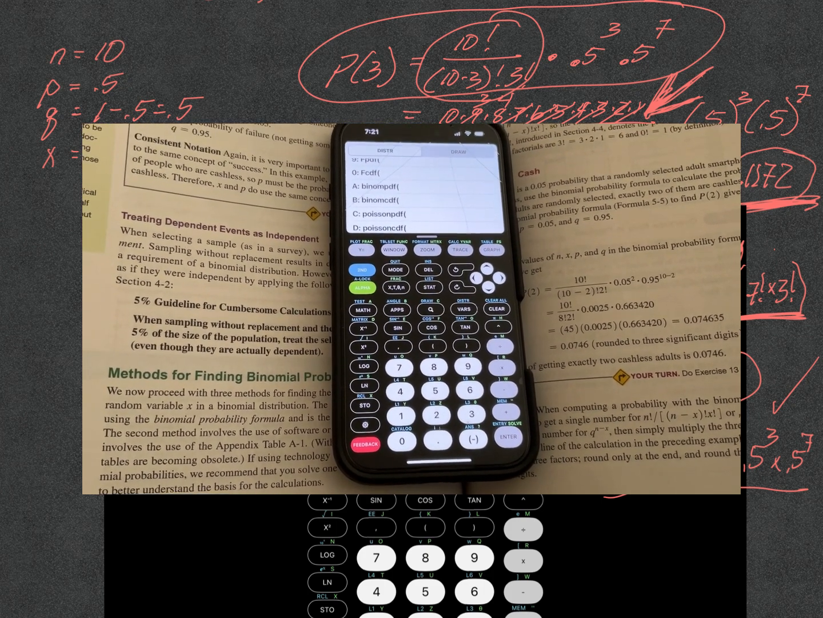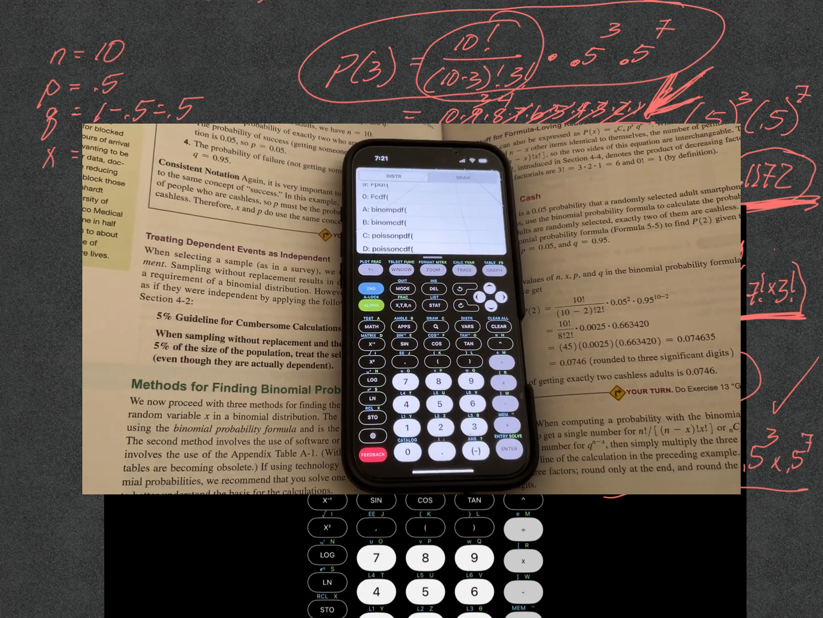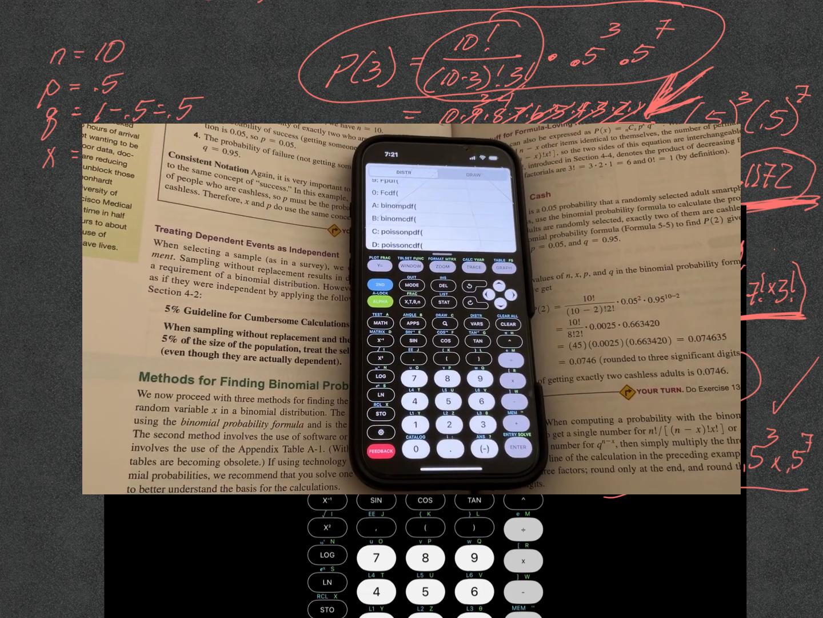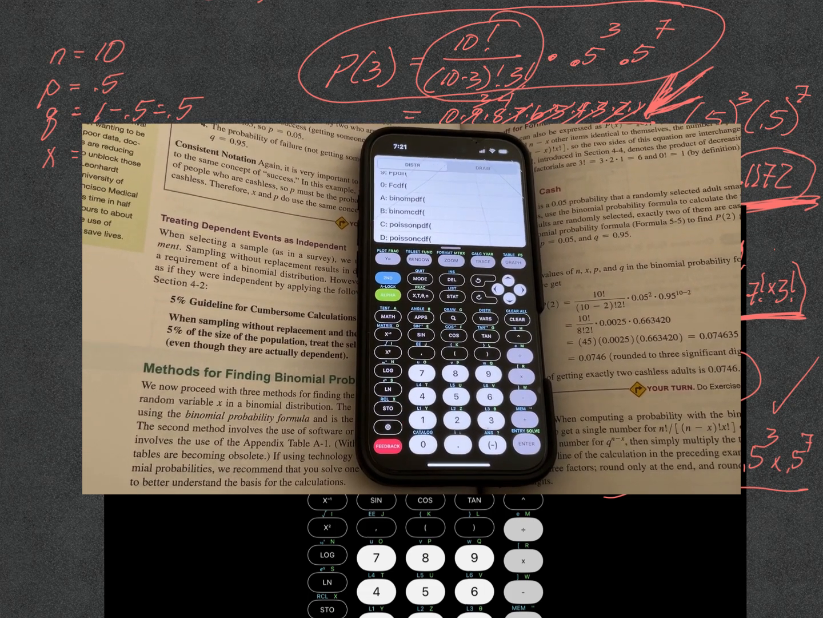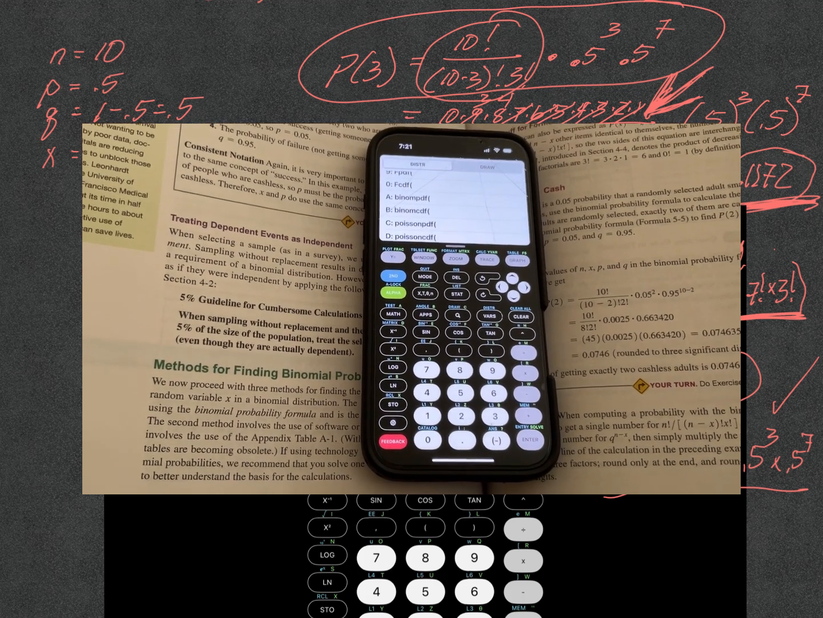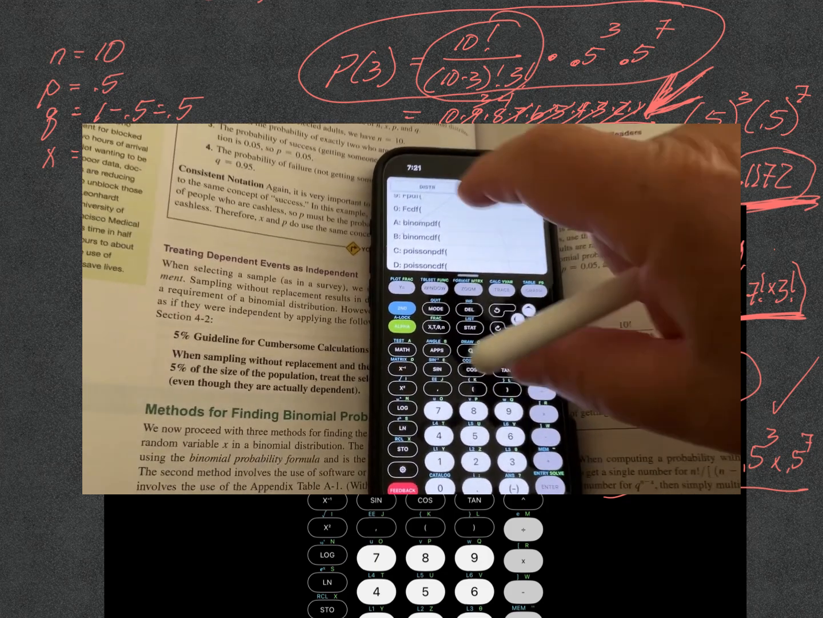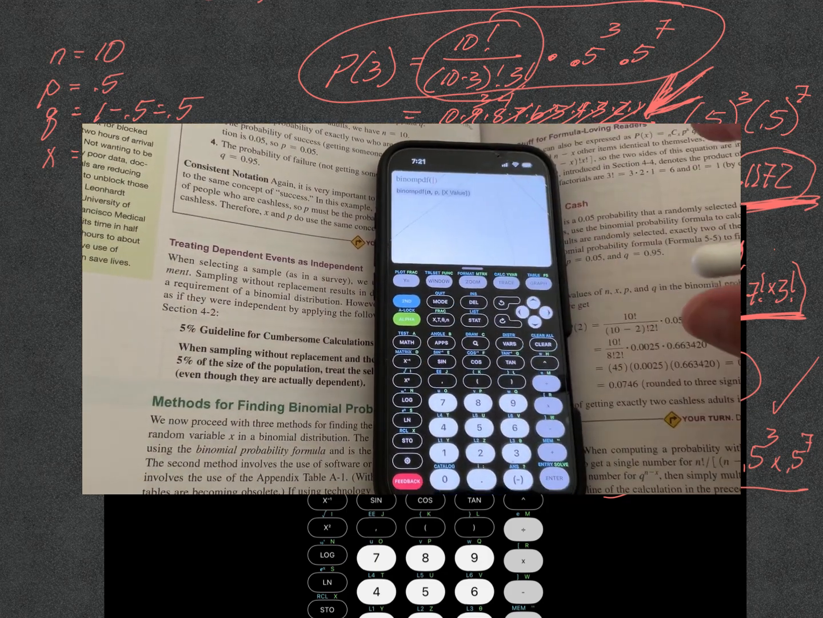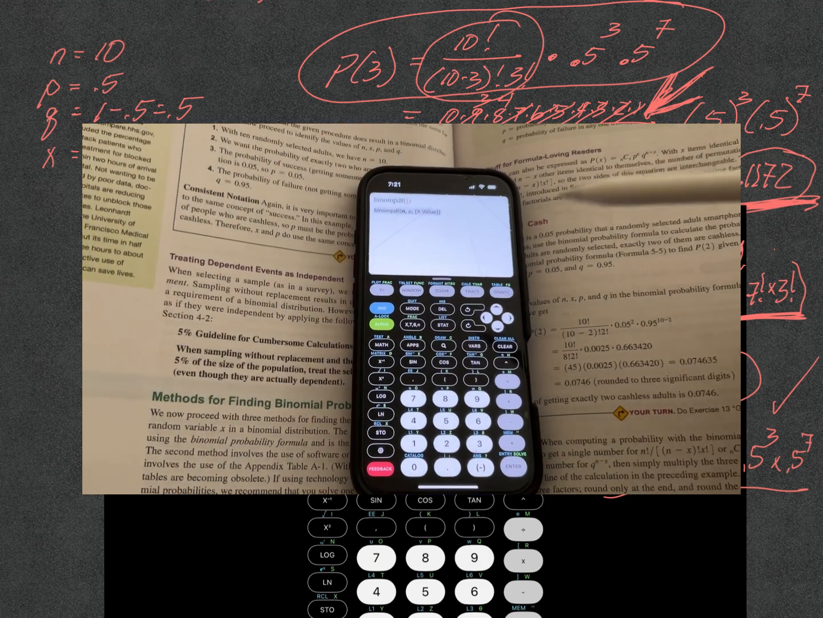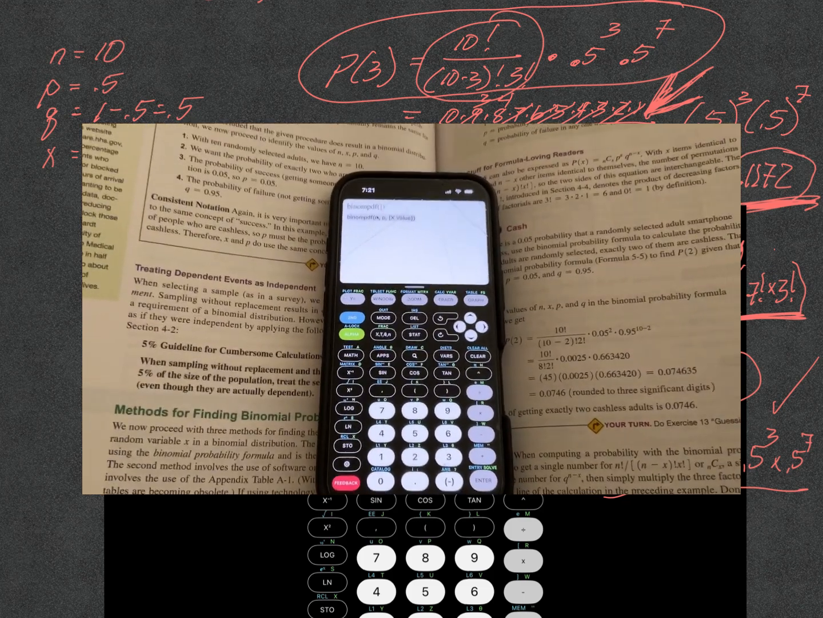Now, do you remember what cumulative is? It adds everything from the first random variable up to a certain point. Knowing which one of these to use is really important. But for the problem we were doing, we want to use the binomial probability distribution.